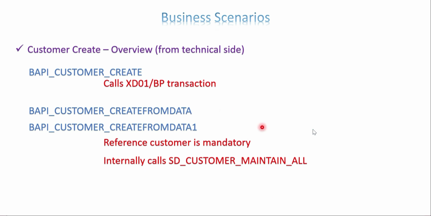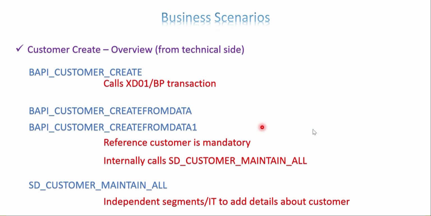If you go to the final one, SD_CUSTOMER_MAINTAIN_ALL, it has detailed, independent segments of the customer. At table level, it's very simple to connect. You have tables, and the names are mentioned like T_XD_KNVV, KNVP, whatever is relevant to the customer. Whatever information you need to pass, you can pass it. I can say it's a full-fledged place where you can pass most of the information to create a customer. So this is the very basic understanding of these four different BAPIs, at least to create a customer.